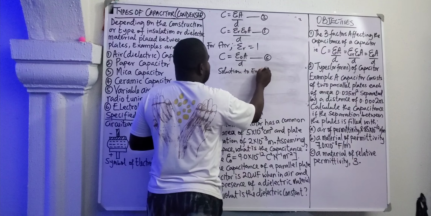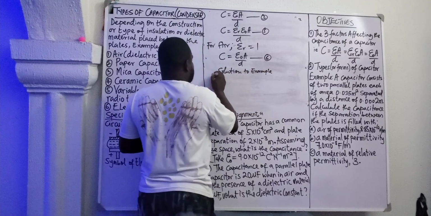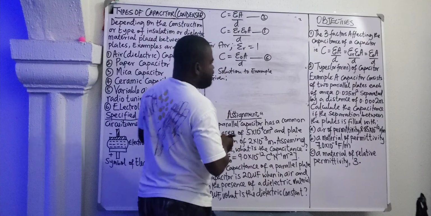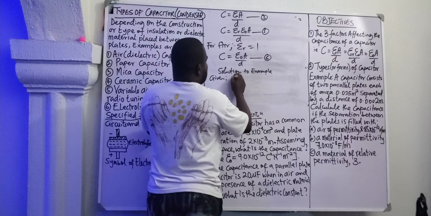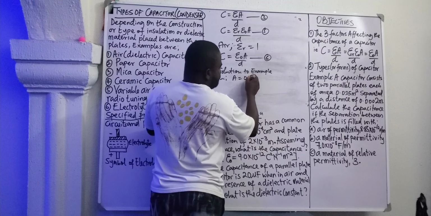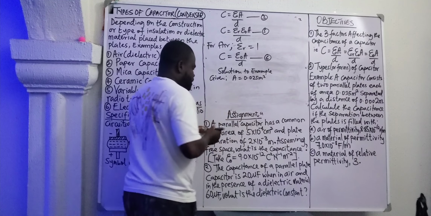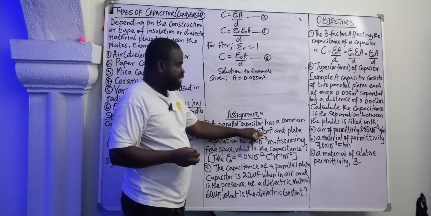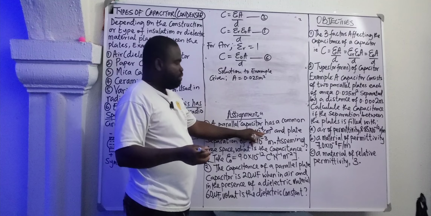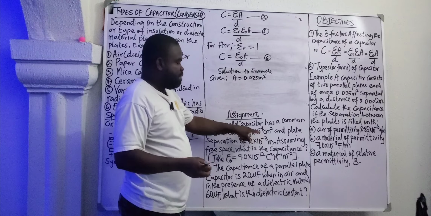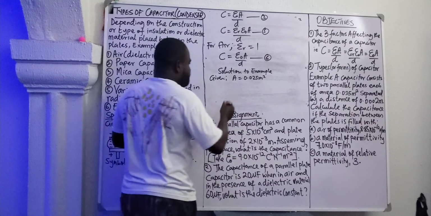So we are given from the question the area of the plate is A equals 0.025 meter square. I said if they give you a unit other than meter, you have to convert. So in this assignment, I expect you to convert this cm square to meter square.